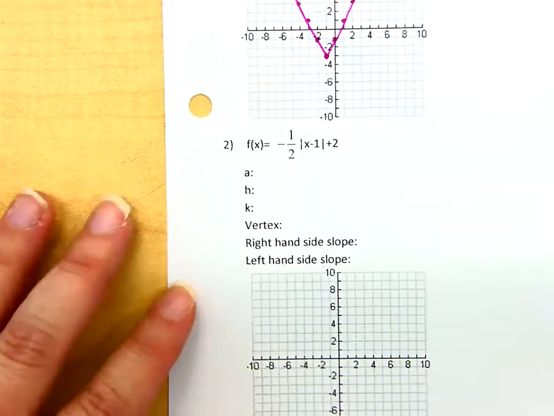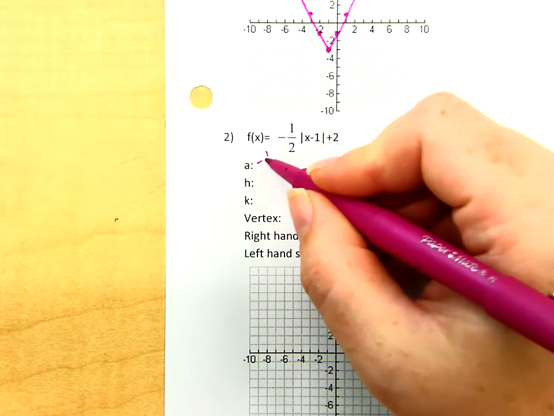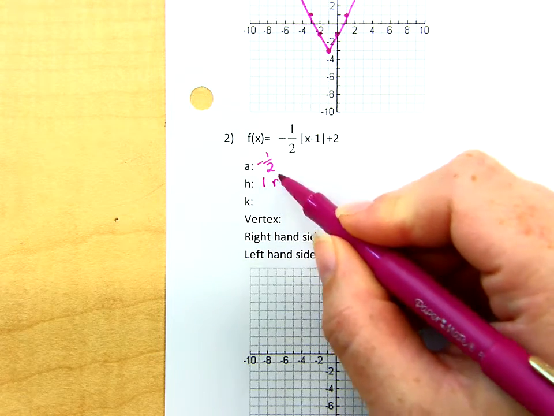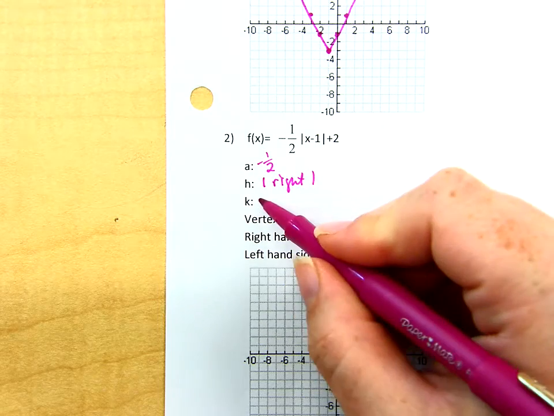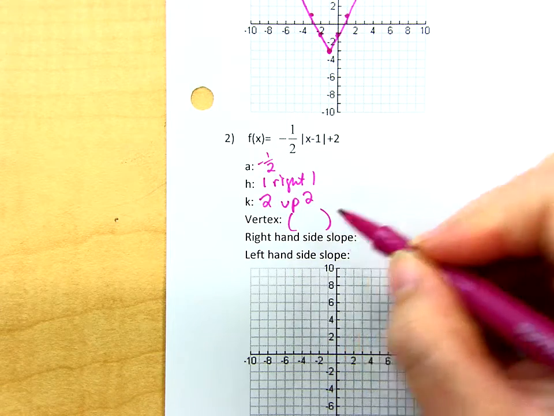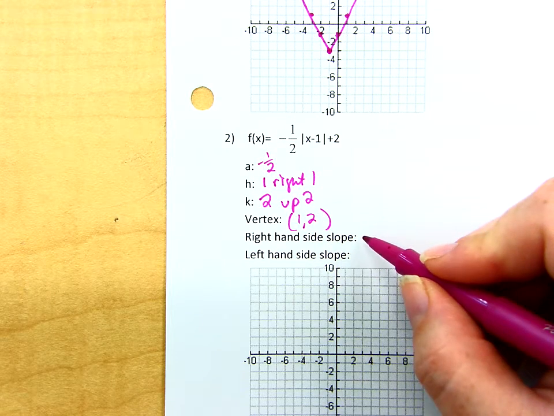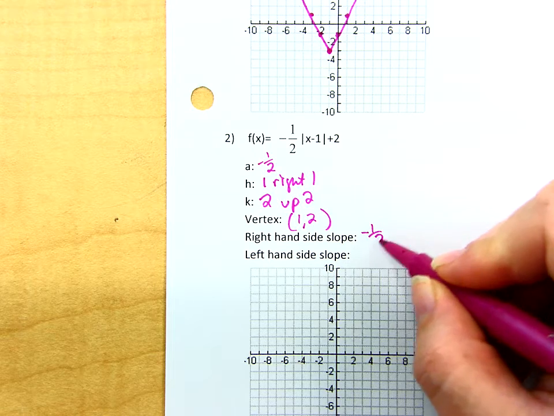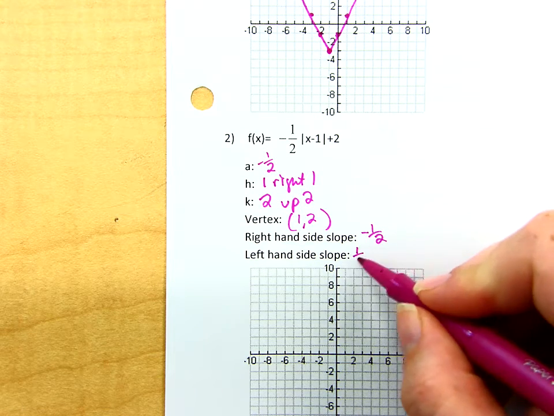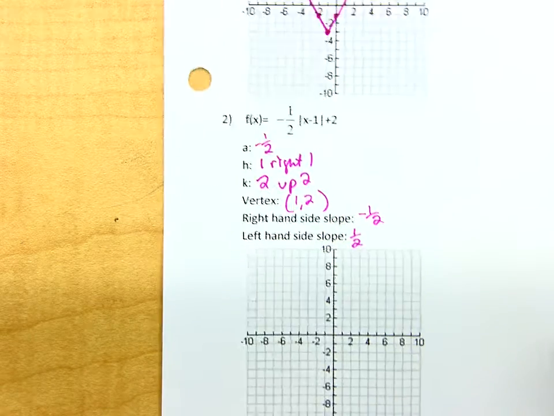So let's see what happens. So number 2, what's A? -1/2. H is 1, so that means we're going to go right 1. K is 2, so we go up 2. So my starting point, my vertex would be 1, 2. Slope of the right-hand side? -1/2. So that means the slope of the left-hand side is going to be +1/2. All right. So if you have that part, you're pretty much ready to graph.